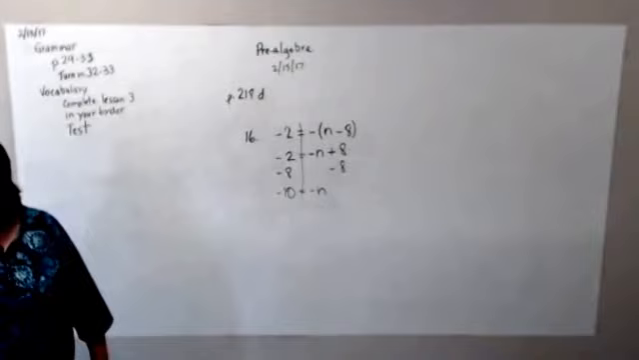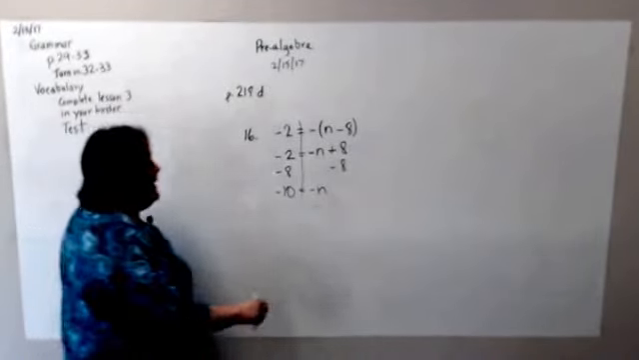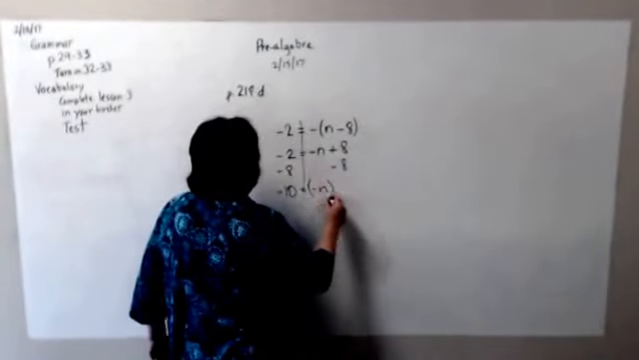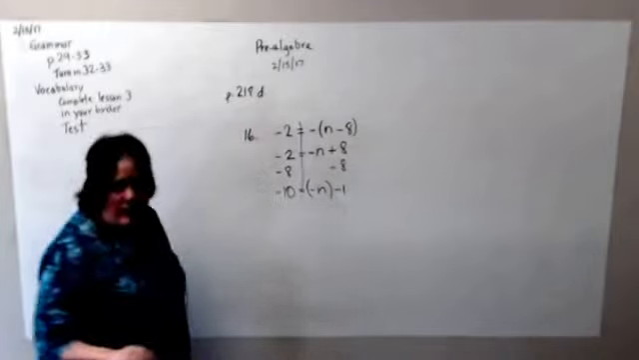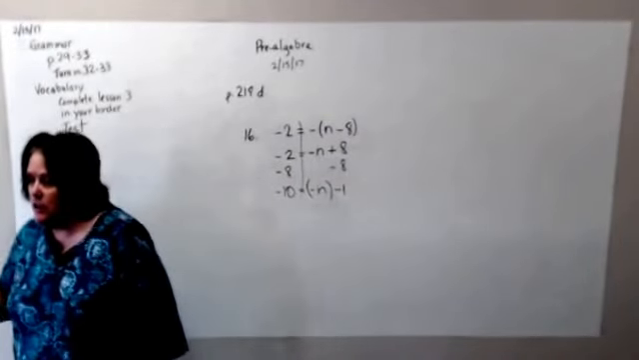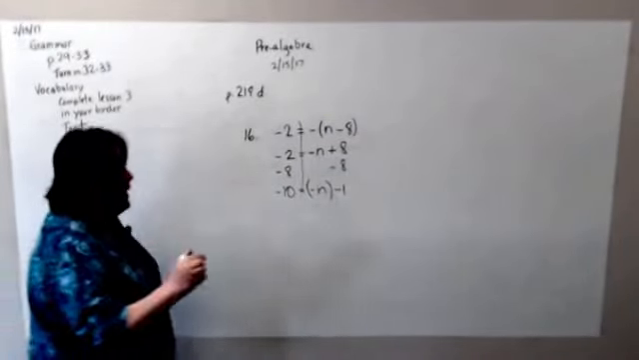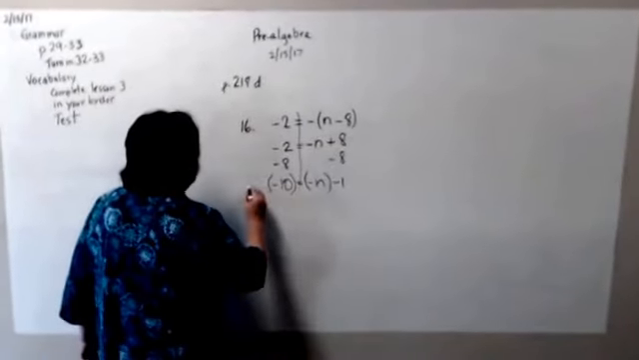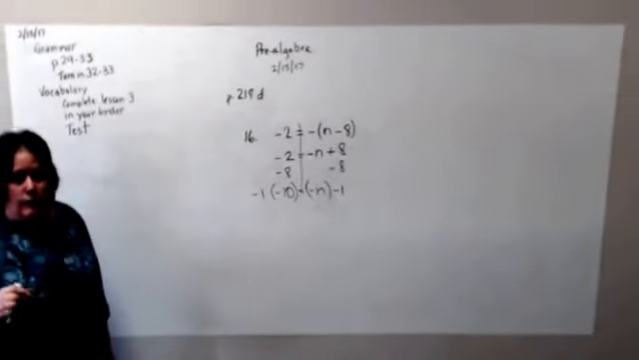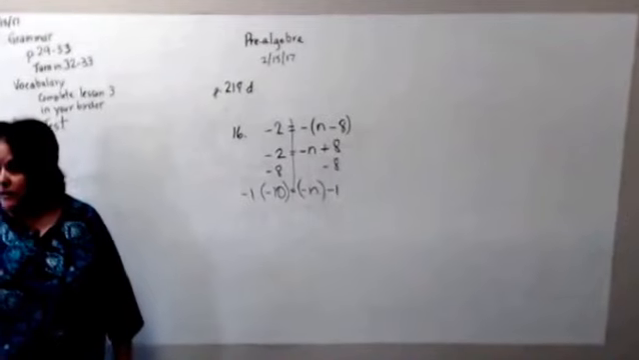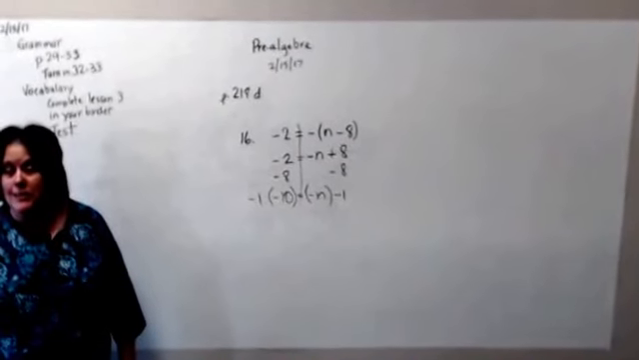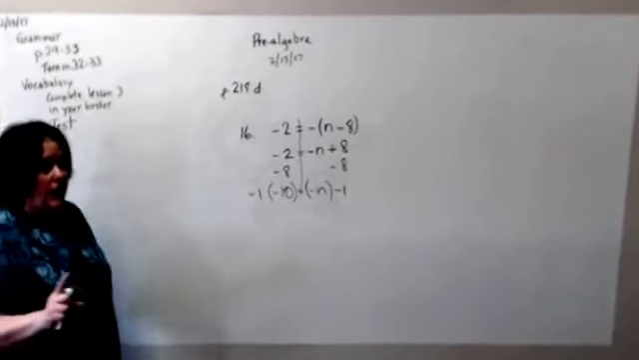I multiply, if I multiply negative n times negative 1, that will make it positive n, won't it? But I have to do it to both sides, don't I? I have to multiply both sides by negative 1. Right? Because if I do it to one side, I have to do it to the other side.